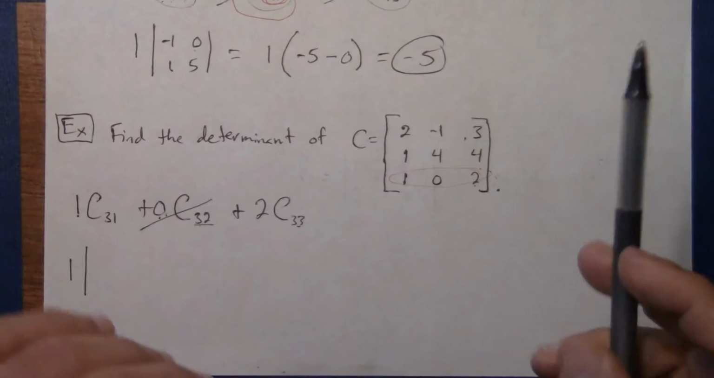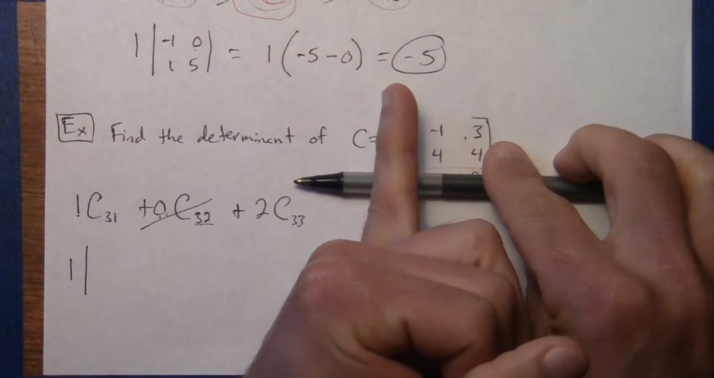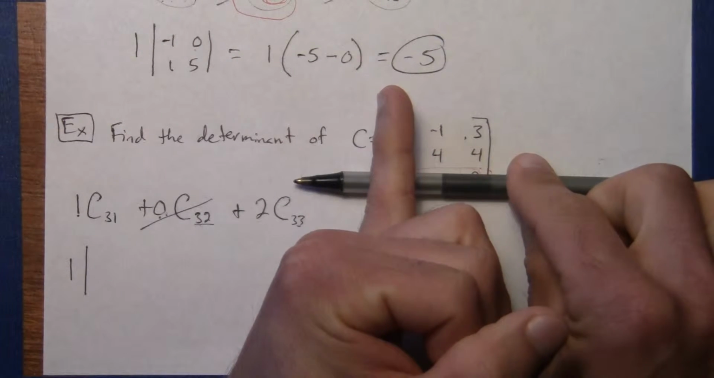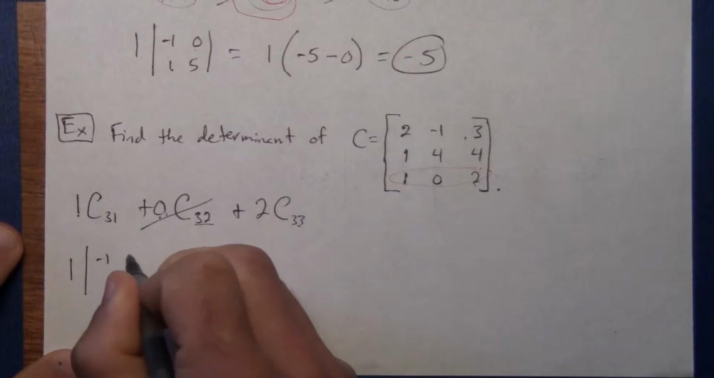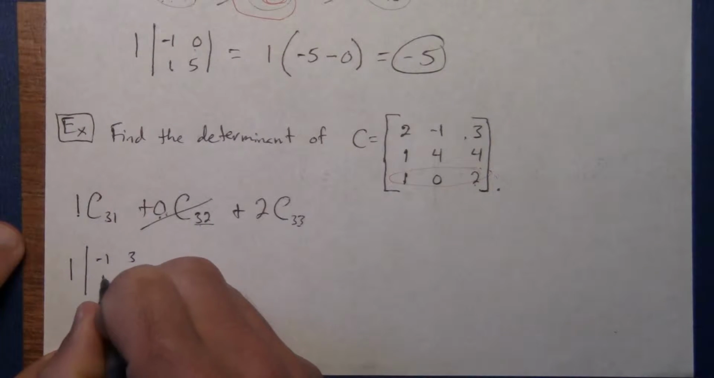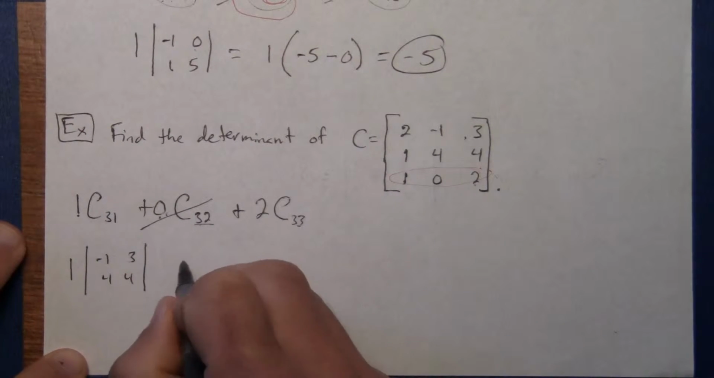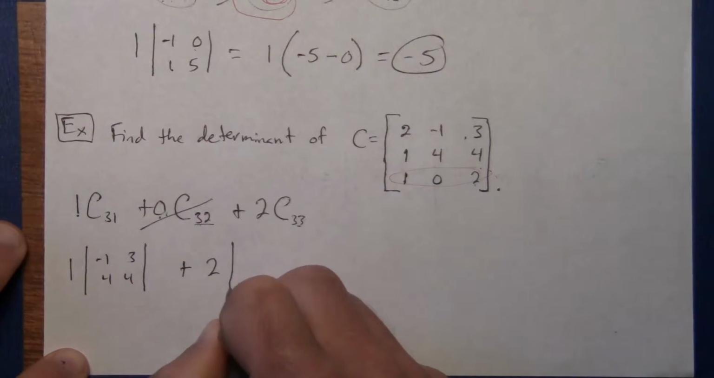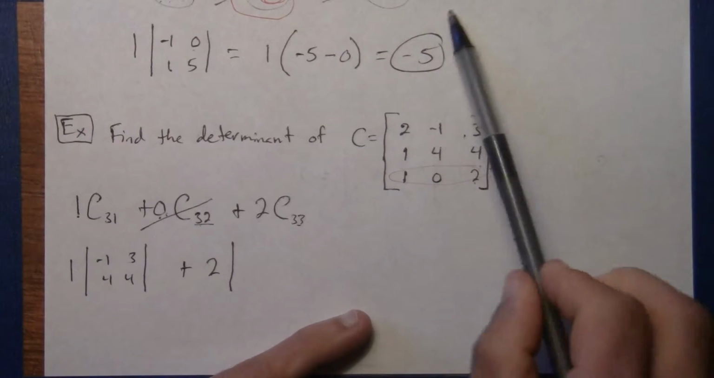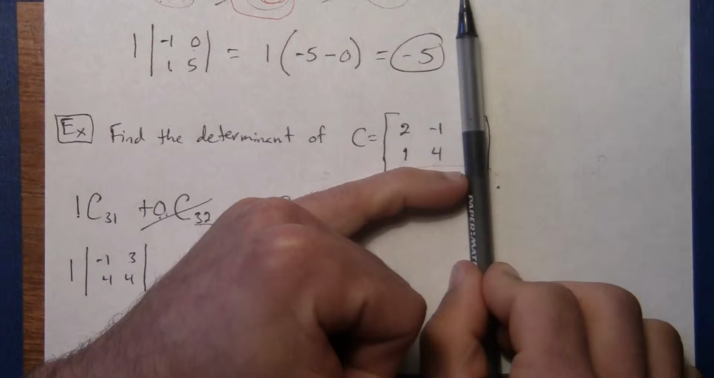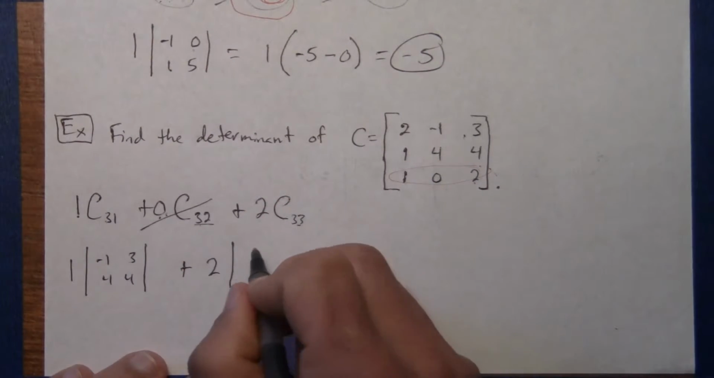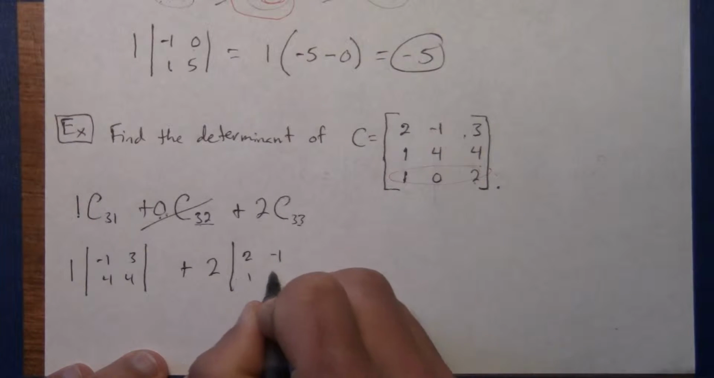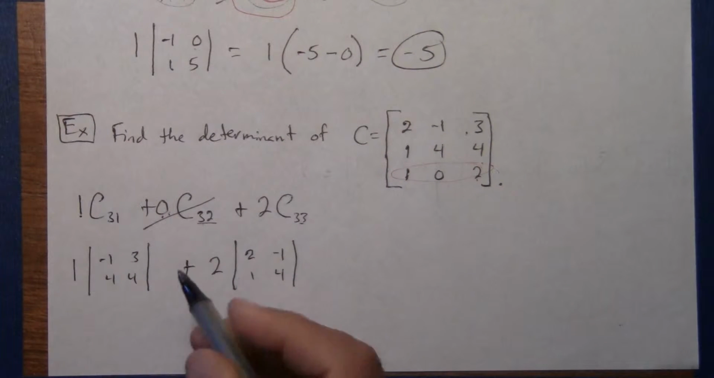Now come over here, take the third row, first column, block it out, and find the determinant of that matrix that's left. So it's negative 1, 3, and 4, 4, plus 2 times the determinant of, now block out the third row, third column, and I like doing this, it's easy for me to see it. It's 2, negative 1, 1, 4. And now just find these determinants.